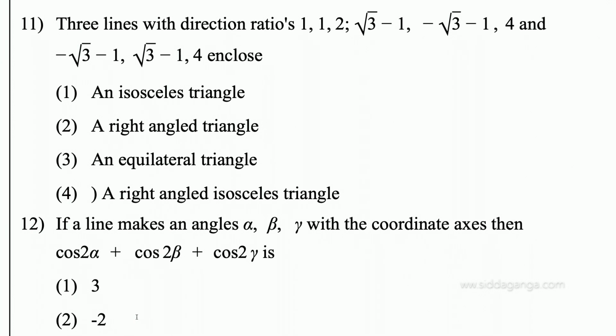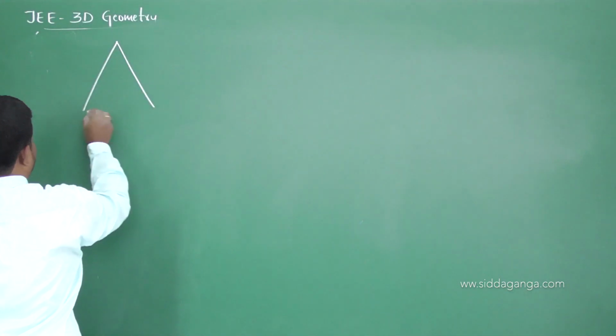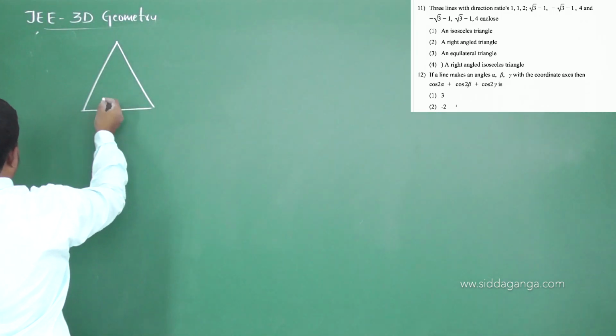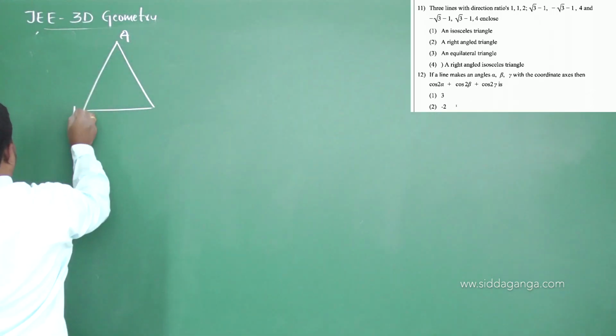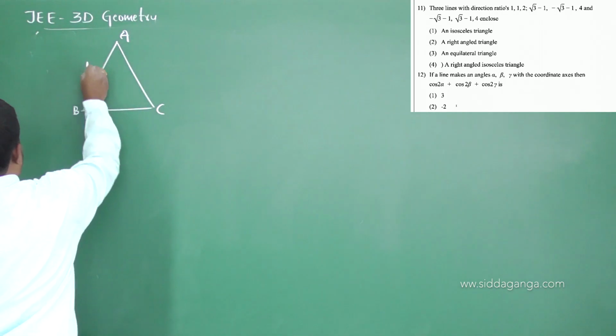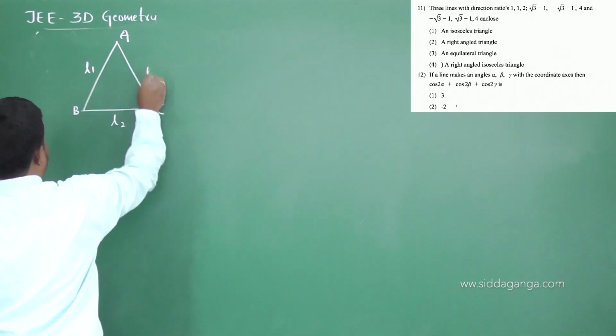Three lines with the direction ratios 1, 1, 2; root 3 minus 1, minus root 3 minus 1, 4; and minus root 3 minus 1, root 3 minus 1, 4 enclose what? You mean here we have 3 lines with the direction ratios. Assume there is a triangle, we do not know what type of triangle it is. ABC, let us take this one as L1, this one as L2, this one as L3.